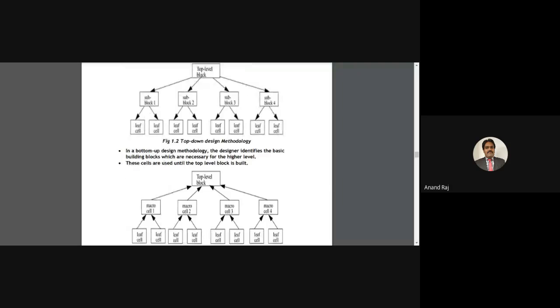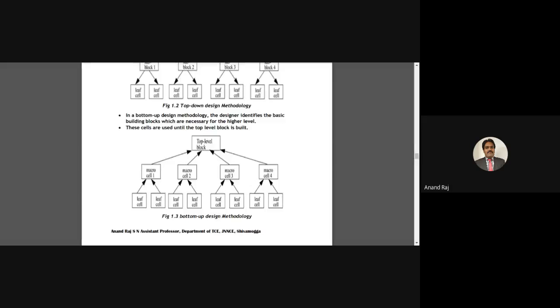Now you can see here the bottom-up methodology. The arrow marks are changing here. The top level block is designed last. Basically the leaf cell is written first. From the leaf cells you have the macro cell, and from the macro cell you have the top level block.